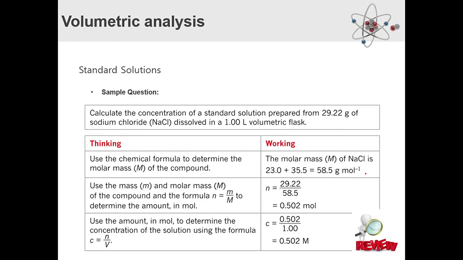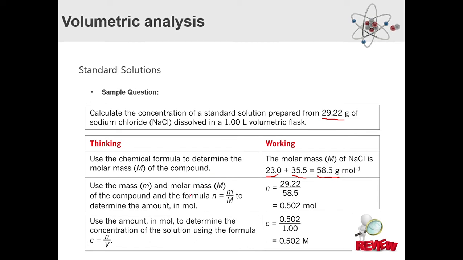Alright, as a sample question, calculate the concentration of a standard solution prepared from 29.22 grams of sodium chloride dissolved in a 1 liter volumetric flask. Okay, so what you need to do is calculate the molar mass of the compound from the chemical formula. So 23.0 plus 35.5 gives you 58.5 grams per mole.